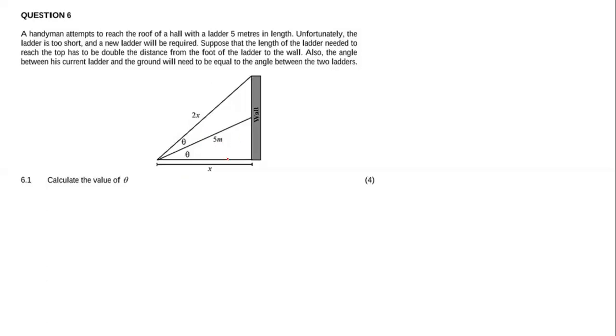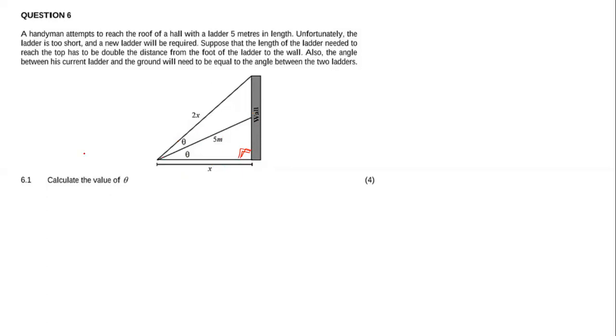So here we have the diagram which is presented in different triangles, and we can see that we have the wall which acts vertical to the ground, and the ground will act horizontal to the wall. So we know that between the wall and the ground we will always have 90 degrees.